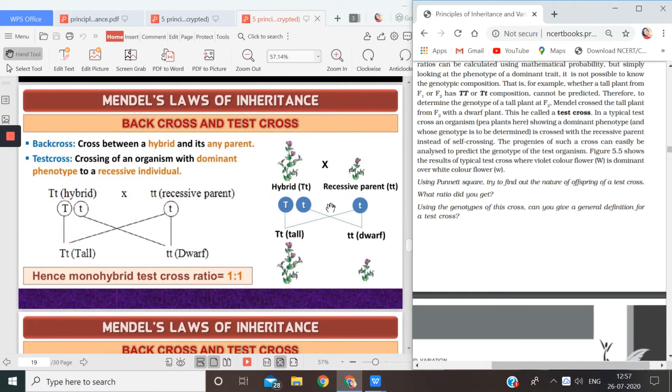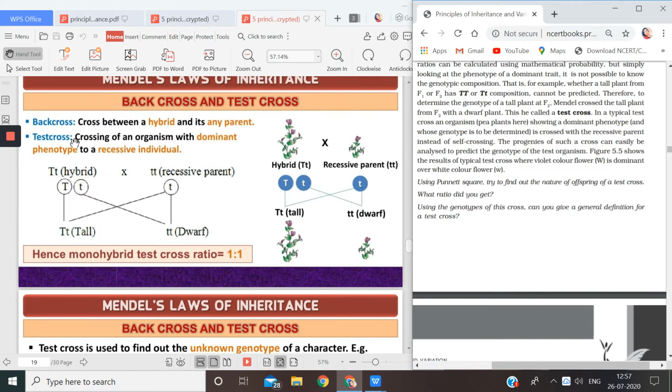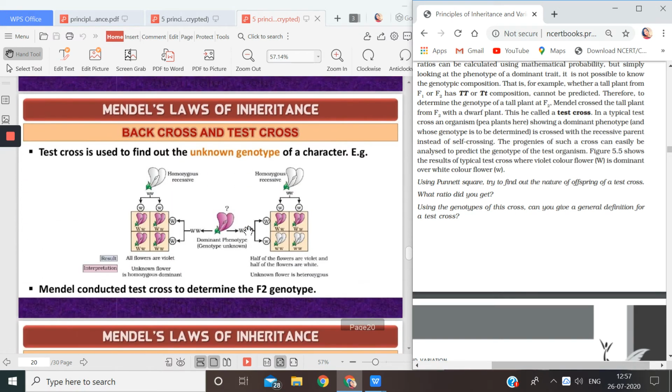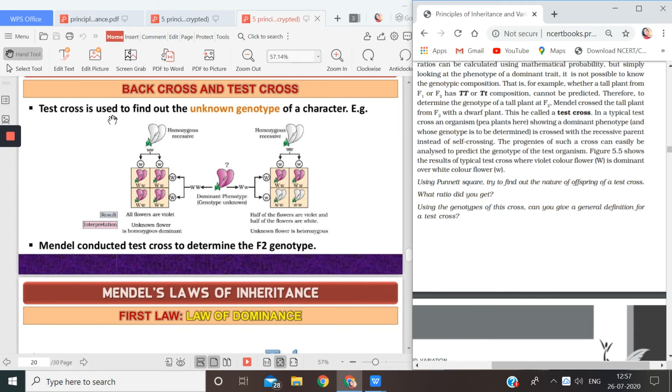Now you see here, what he is doing is test crossing of an organism with dominant phenotype to a recessive individual. I know that one parent is dominant, so I have taken that parent from the F2 generation and I am crossing it with the recessive parent. This test cross is used to find out the unknown genotype, because I want to find out the genotype of a character.